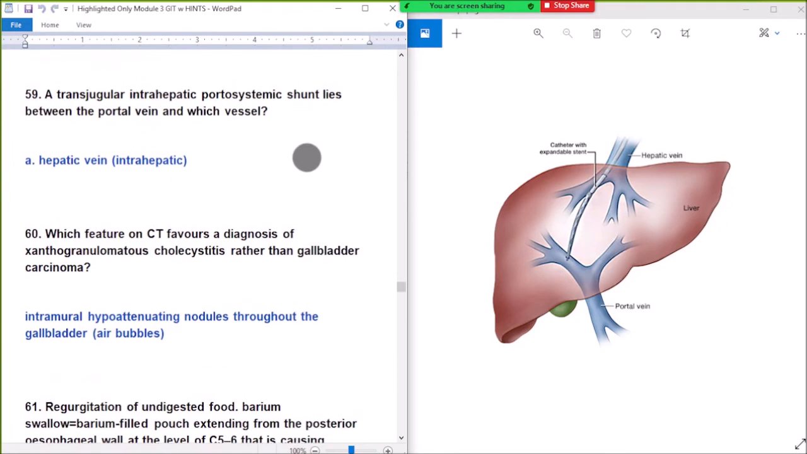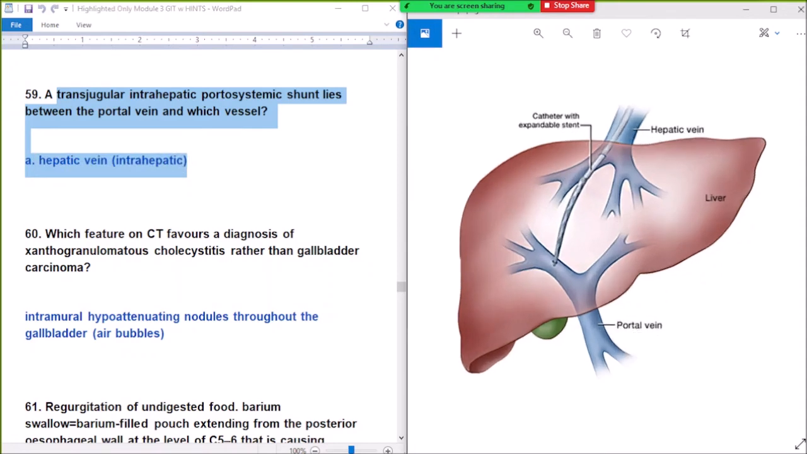Question 59. A transjugular intrahepatic portosystemic shunt lies between the portal vein and which vessel? Hepatic vein. A TIPS shunt lies between the portal vein and the hepatic vein.